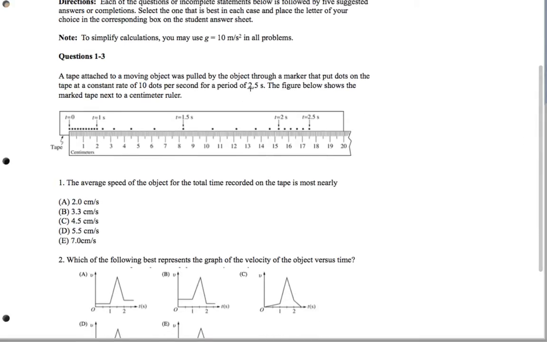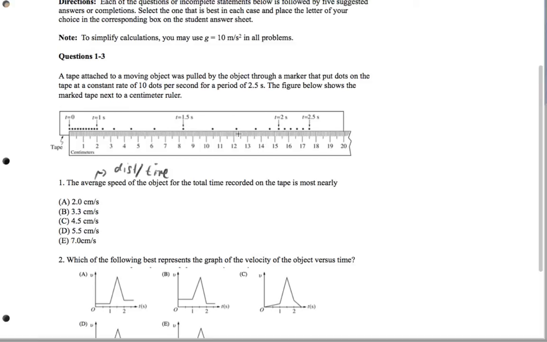So question number one, we have this little ticker tape timer. We've done this problem before, but I like to review it. We want to know the average speed of the object for the total recorded time on the tape. The average speed means just the distance over the time. We're not interested in these little areas of acceleration and things like that.